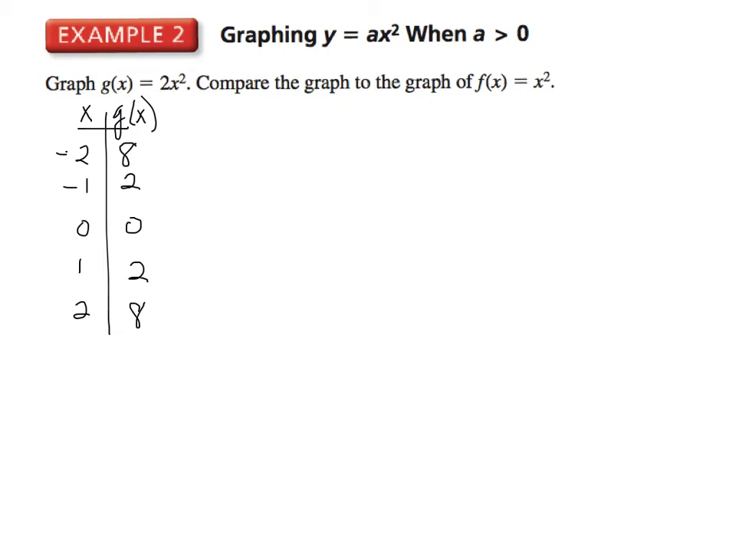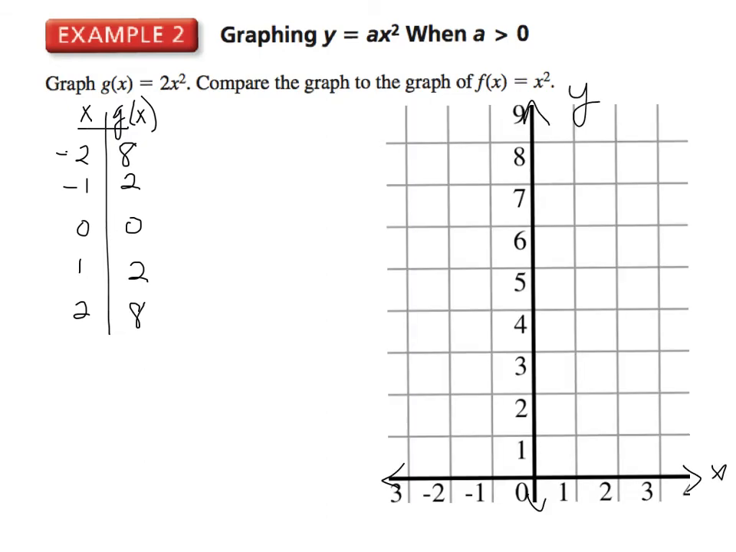Now we're going to graph this. If you graph each of these points, (-2, 8), (-1, 2), (0, 0), (1, 2), and (2, 8), you form a parabola. And there it is. So now I want to compare it to the graph of f of x equals x squared. So there are a few things you could say. You could say both graphs open up.